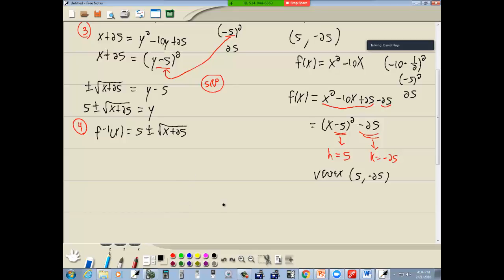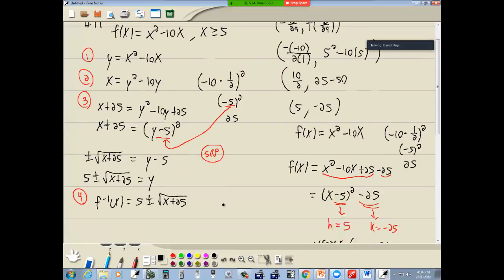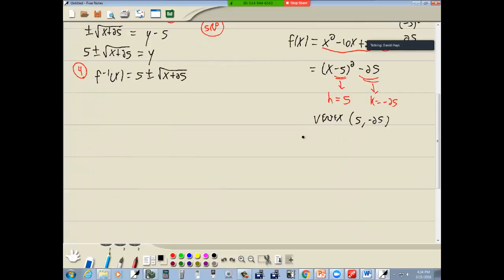And x squared minus 10x. We had x is greater than or equal to 5.